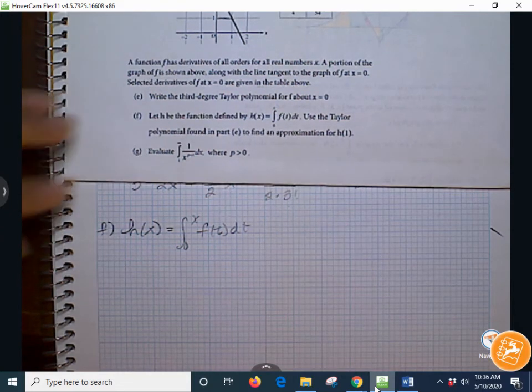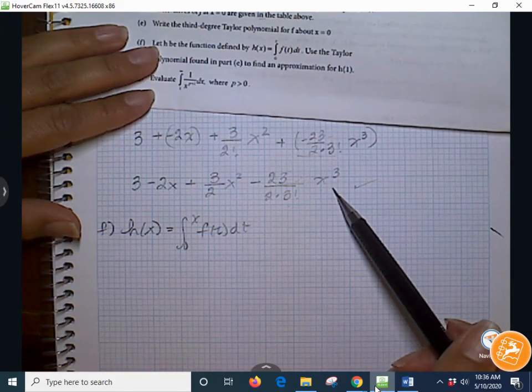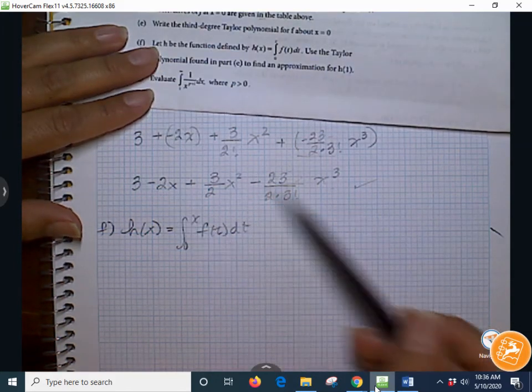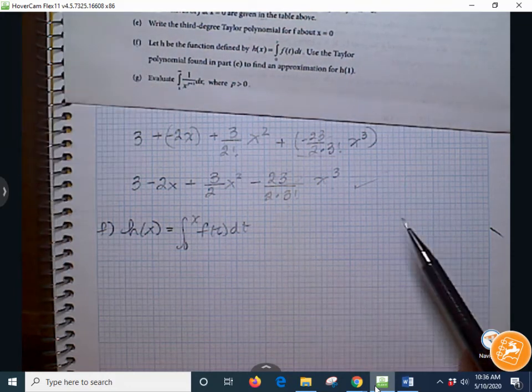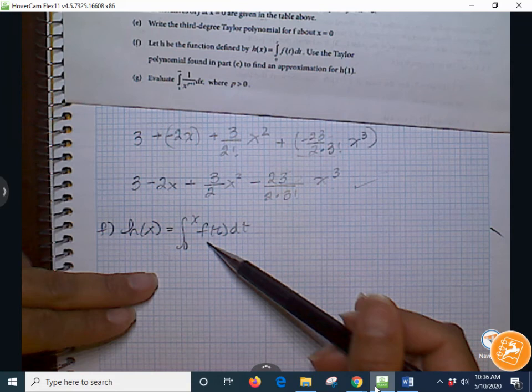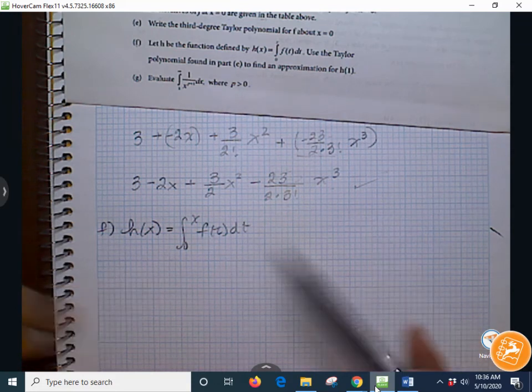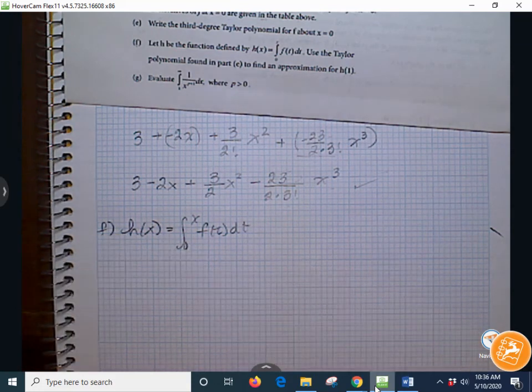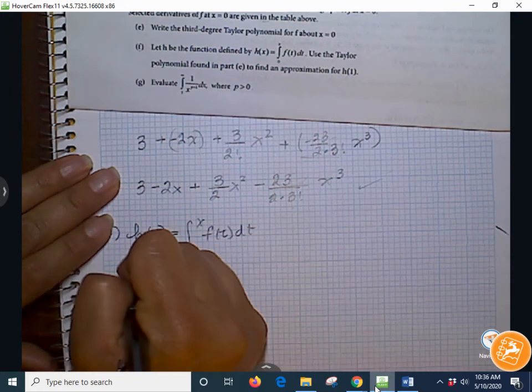Approximation for h of 1. Now, the reason why it's an approximation is because we're using the third degree. We're not using the entire series. The integral of the entire series would be equal to h of x.